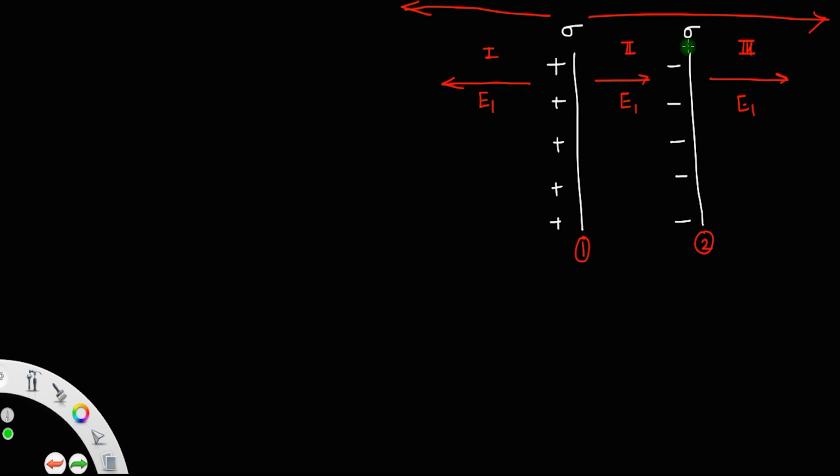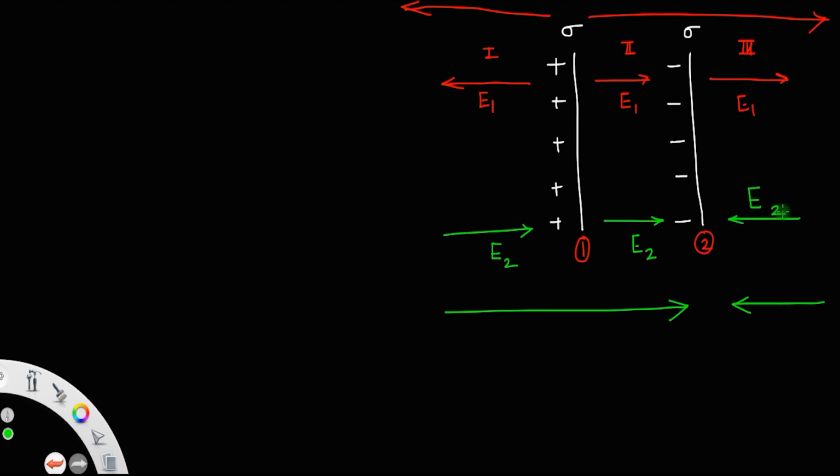Now the electric field for the second sheet. This is a negatively charged sheet, so the electric field is directed towards the sheet. On the left side, its electric field is in this direction, towards the sheet, and on the right side, it is towards the sheet in this direction. So the electric field for sheet 2 in region 1 will be in this direction, E2, and in region 2, it is in this direction, E2. E2 represents the electric field of sheet 2. And in region 3, it is in this direction, E2.